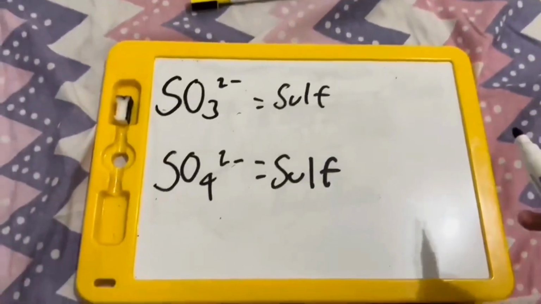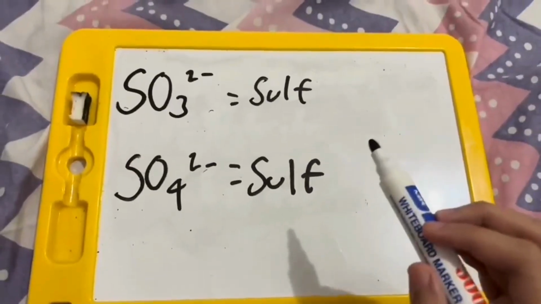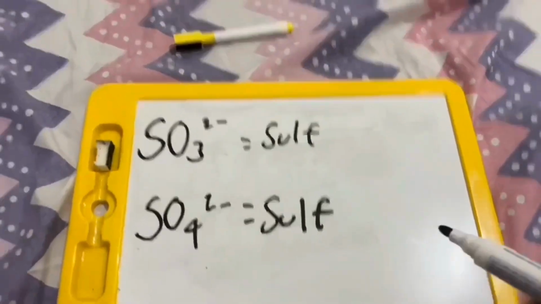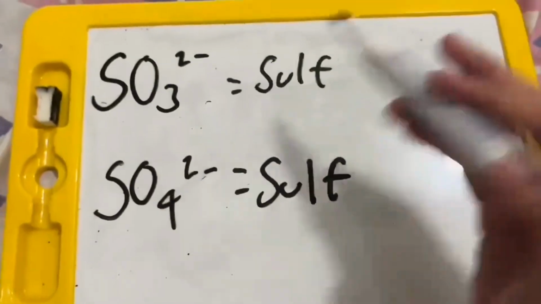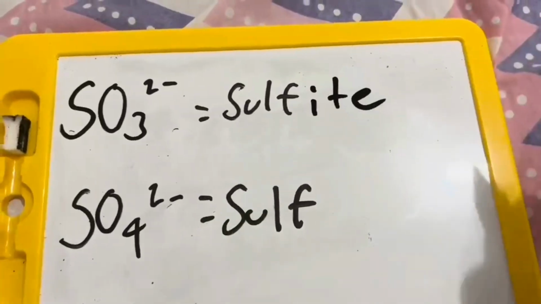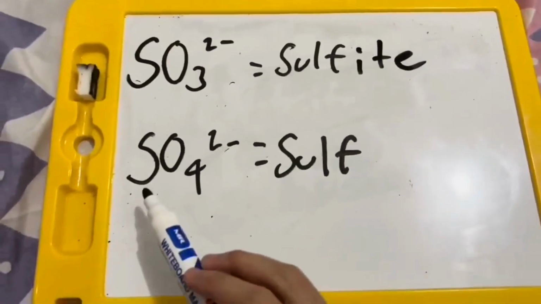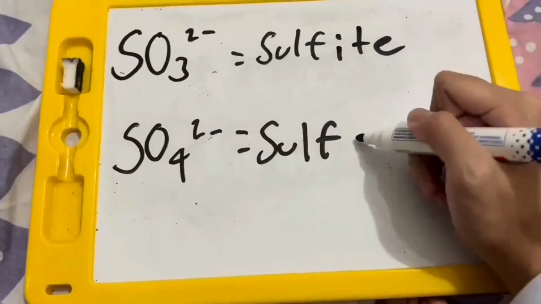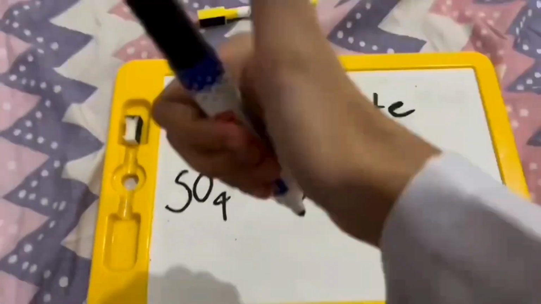So what do you think are the names of these sulfur oxygen ions? Can you guess it? Great. So SO3 negative 2 is sulfite. While the second one, SO4 negative 2, is sulfate. See? Easy.